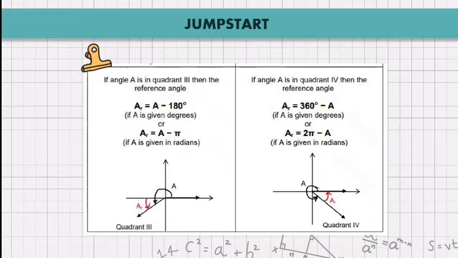If angle A is in quadrant 4, then the reference angle A sub r equals 360 degrees minus A if A is given in degrees, or A sub r equals 2 pi minus A if A is given in radians.